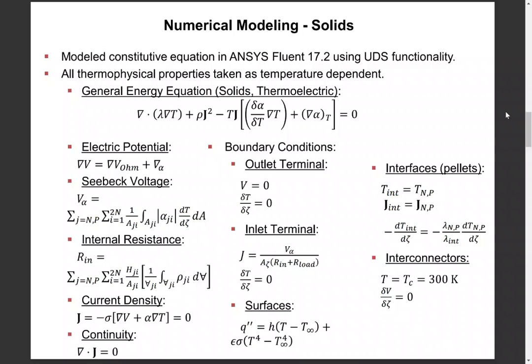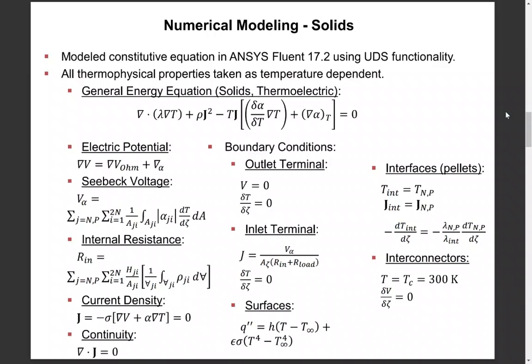The thermoelectric materials used were silver sodium and NP-type alloys. The electric potential was the sum of the ohmic and Seebeck voltage potentials, where the Seebeck voltage potential was the sum of the Seebeck electromotive force within each pellet. The internal resistance was found via summing the electrical resistance of each element via a volume-weighted average. The current density was expressed via the non-ohmic voltage current relationship. The conservation of current density was also ensured.